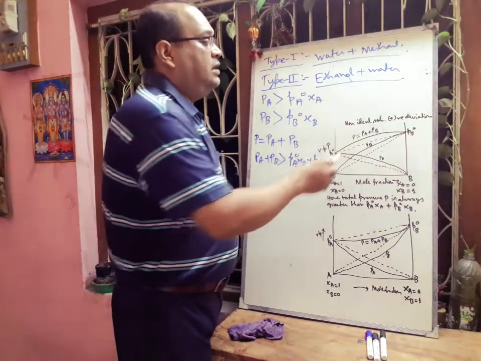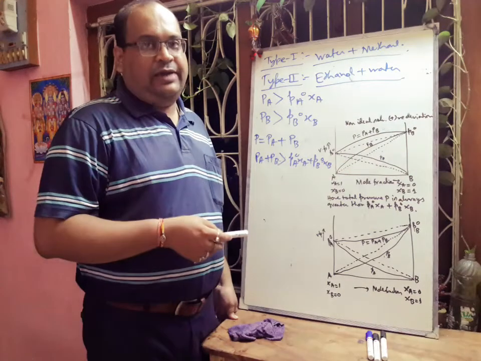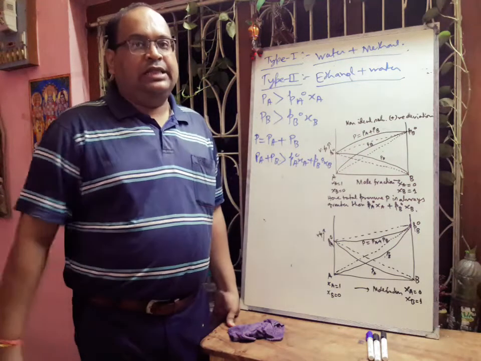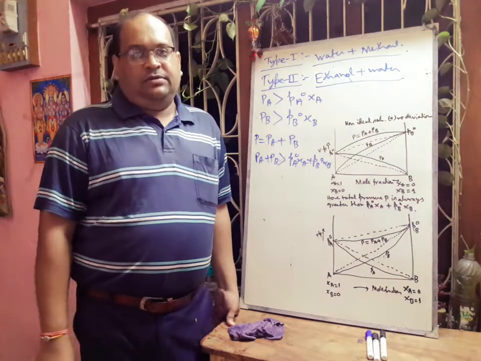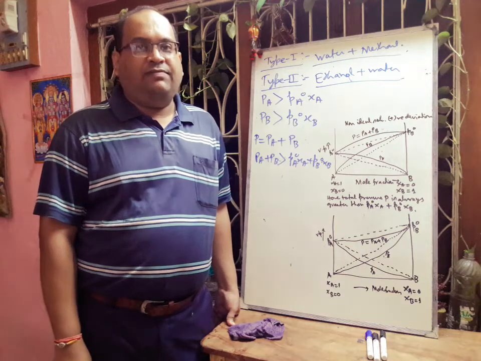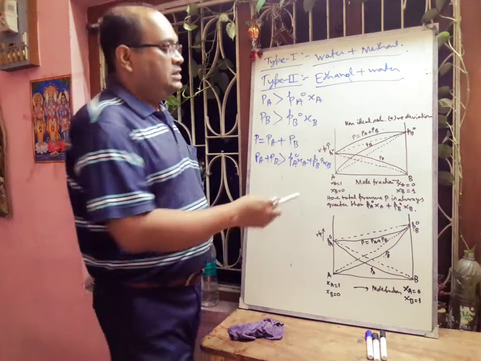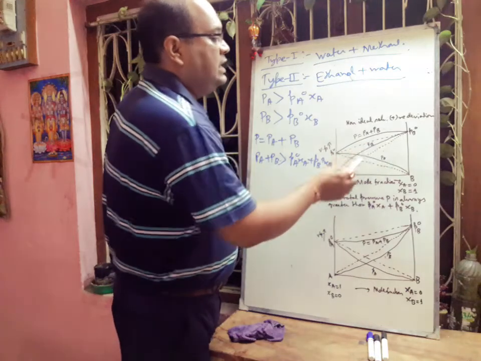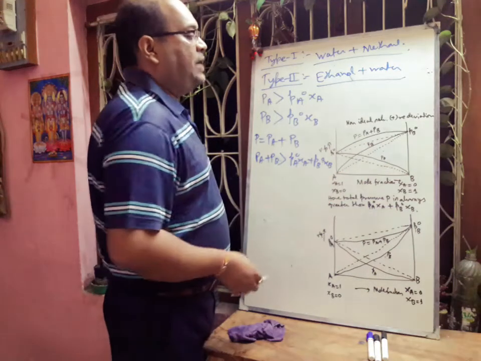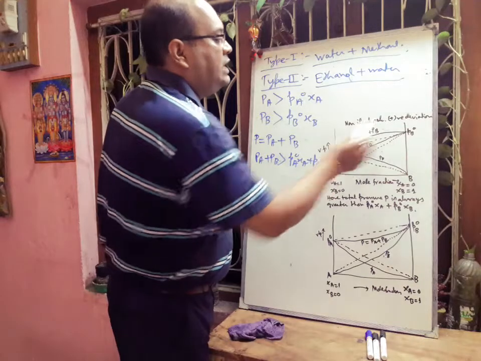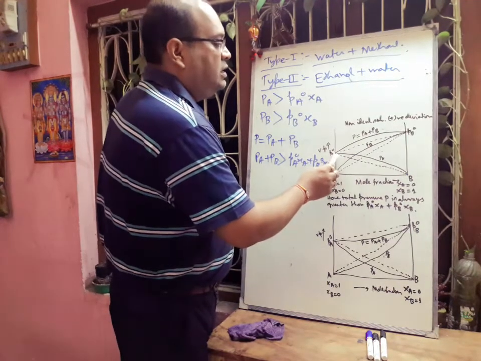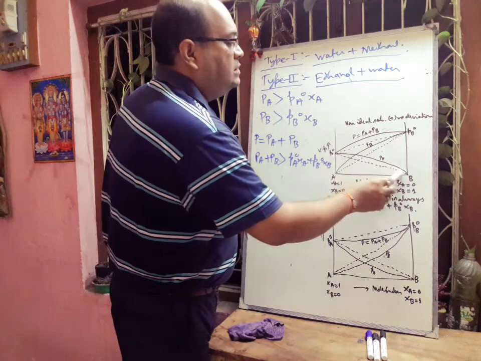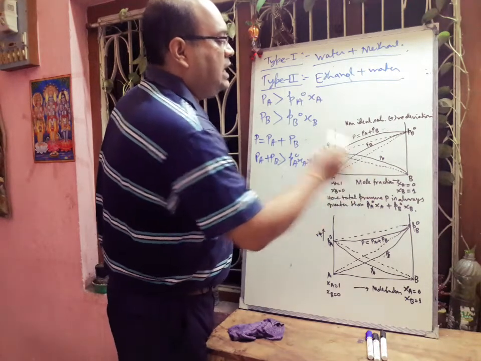But the thick line indicates the actual behavior. So it is showing the positive deviation. Here one thing I have to say, that this dotted line is indicating the ideal partial pressure of B, but this one is showing the positive deviation. Here also in this case for PA, the dotted line is the ideal and the thick line is the positive deviation.